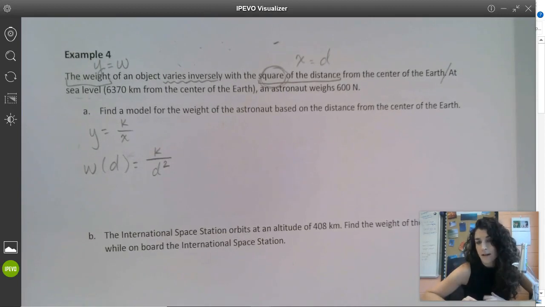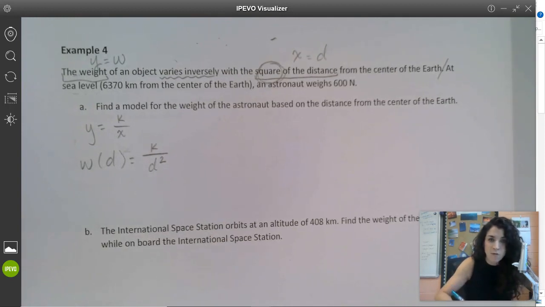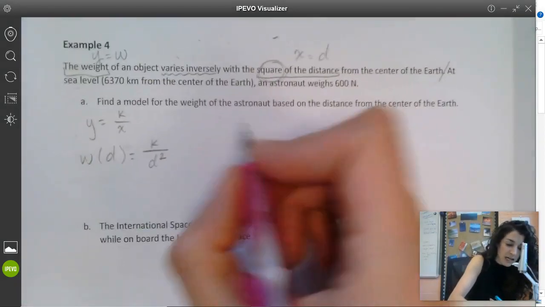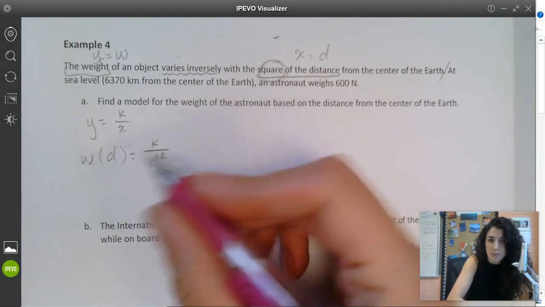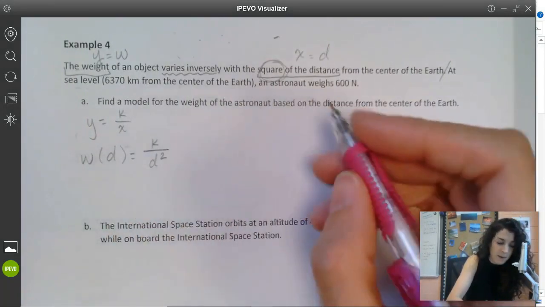First sentence, done. At sea level, which is 6,370 kilometers from the center of the Earth, an astronaut weighs 600 newtons. As always, we'll notice that they start giving us pairs at the beginning, right? And that tells us that we can solve for these. Because it says now find a model for the weight. So we are going to have to solve for k because we want k to be a number. All of these guys are variables. My output, my input, I just want k to be a number.